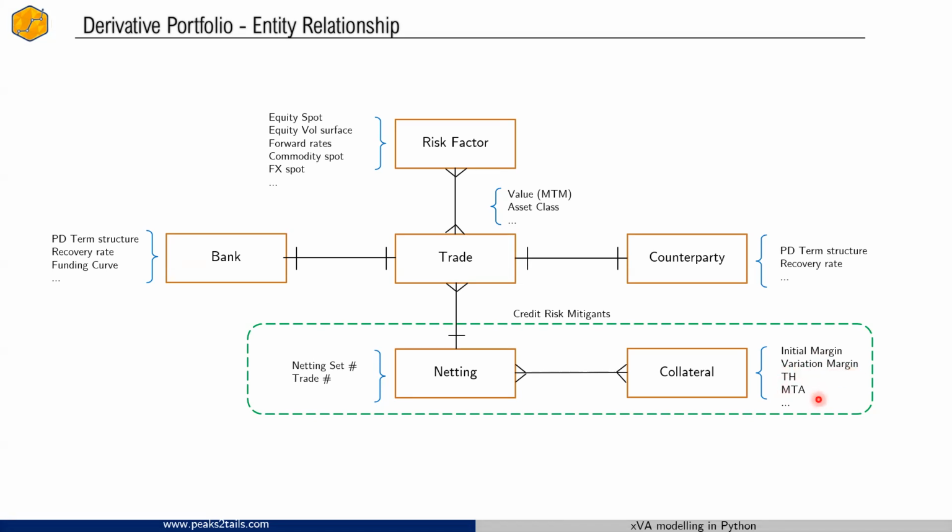And then we have some other controls. These are like TH or MTA. TH stands for threshold. MTA stands for minimum transfer amount. These are collateral frictions, okay? And the purpose of this is to reduce operational cost.